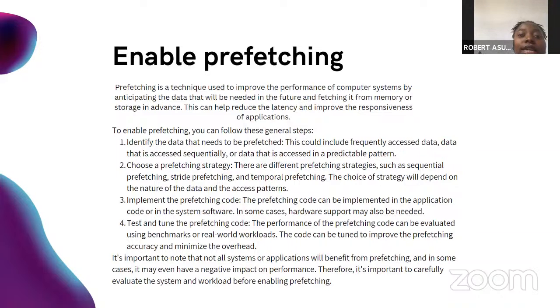The next step is to implement the prefetching code. The prefetching code can be implemented in the application code or in the system software. In some cases, hardware support may also be needed. Then finally, you need to test the prefetching code. You test and tune the prefetching code. The performance of the prefetching code can be evaluated using benchmarks or real-world workload. The code can be tuned to improve the prefetching accuracy and minimize the overhead.